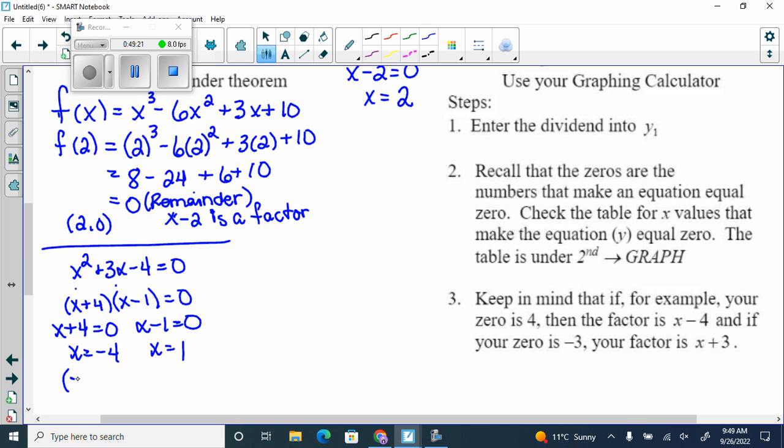So here you'd have x minus 1, 0. Right? So you did this in grade 11. We're just doing it with larger things, like cubes.